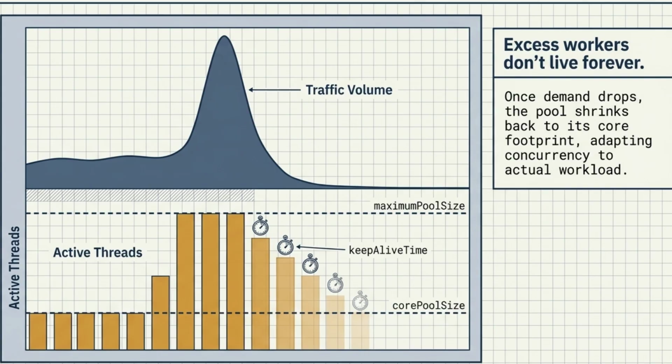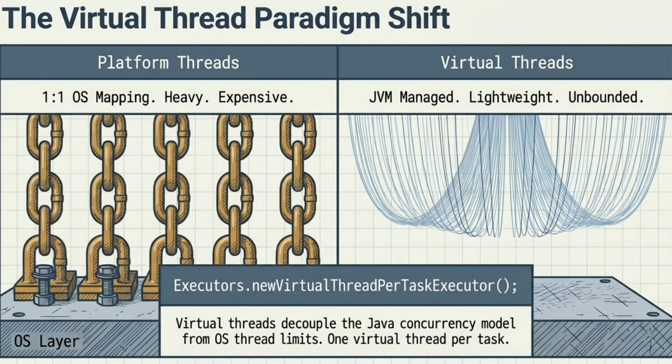It really is. Now, that low-level understanding of core sizes, queue thresholds, and keep alive times is fascinating. But let's pivot to the reality of how we build software today, because most developers aren't instantiating raw ThreadPoolExecutor classes by hand anymore. Oh, definitely not. They rely heavily on frameworks like Spring Boot to manage the heavy lifting.